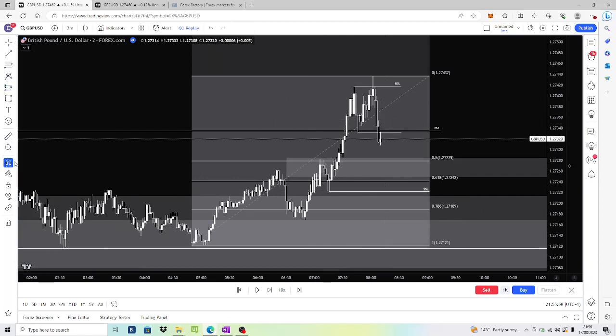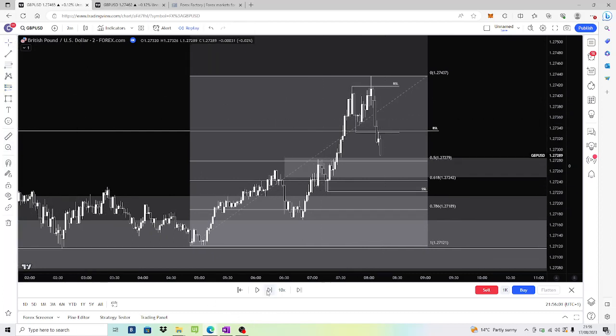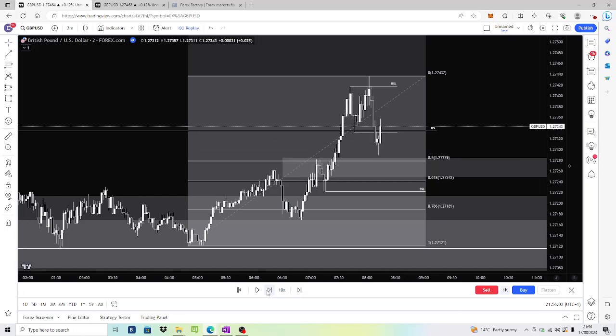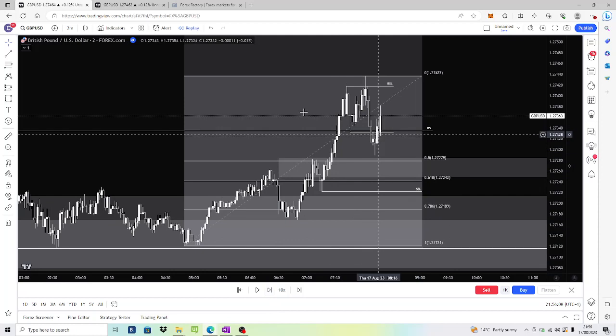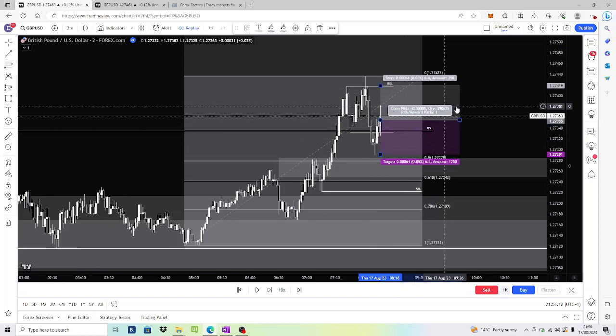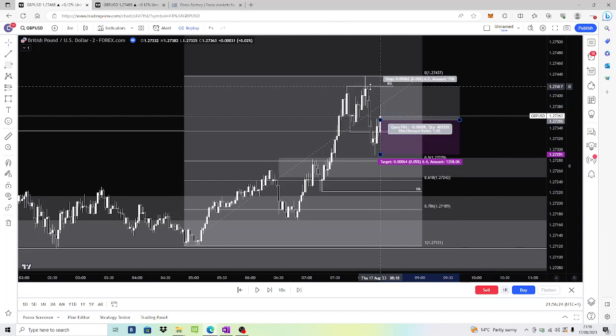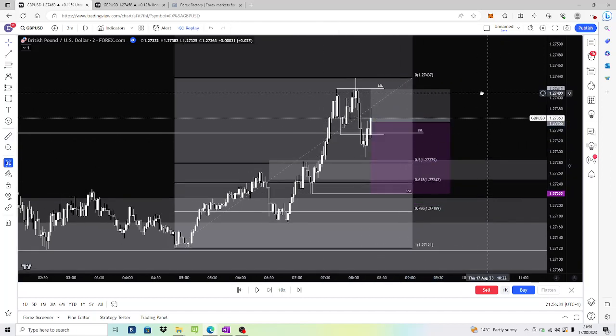Actually, I'll wait until clear displacement through this low. First comes back up at 8:16. At 8:16, I enter short at this 2 minute fair value gap at 1.27355. Put my stop at the top of this 2 minute fair value gap, and I targeted the sell side level.